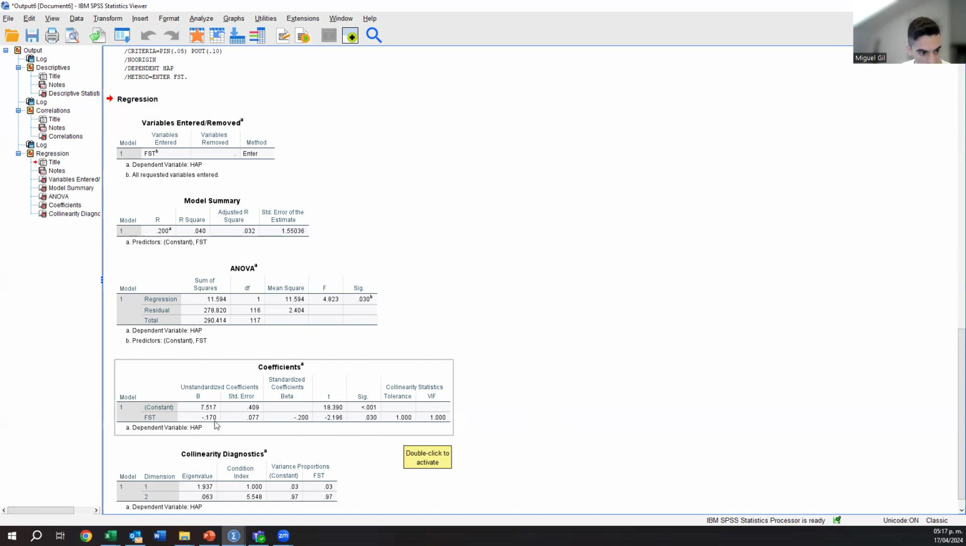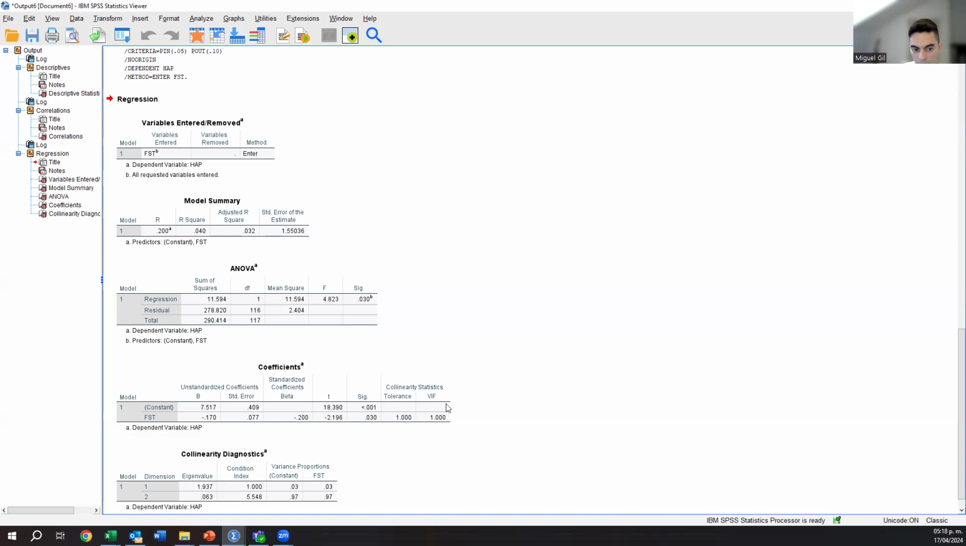The final point is to analyze this on this standardized coefficient, minus 0.2. The minus or the plus, whatever is in here, is very important because that shows that the relationship is negative or positive. In this case, the relationship is negative. That means that financial stress has a negative influence on happiness, and that is significant.